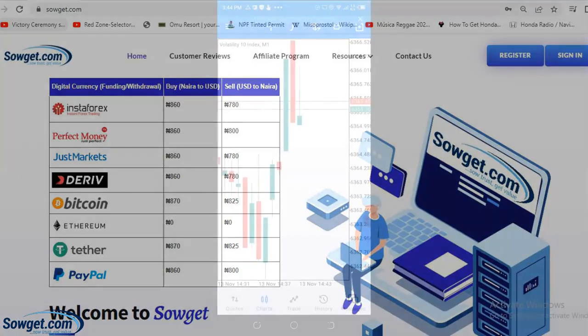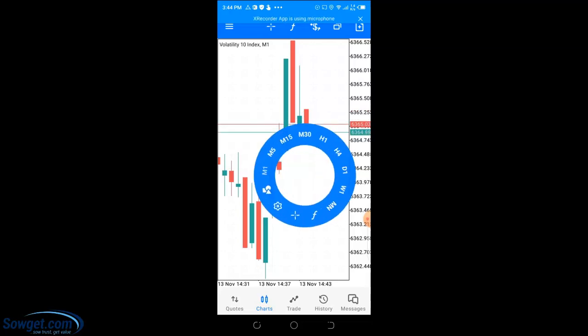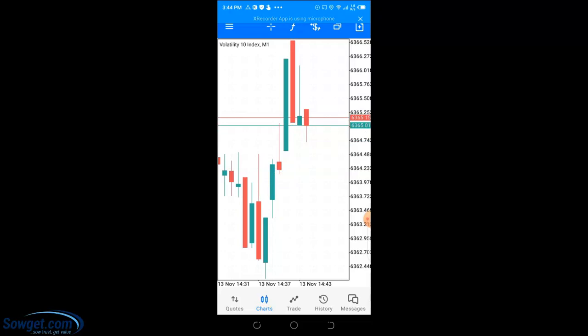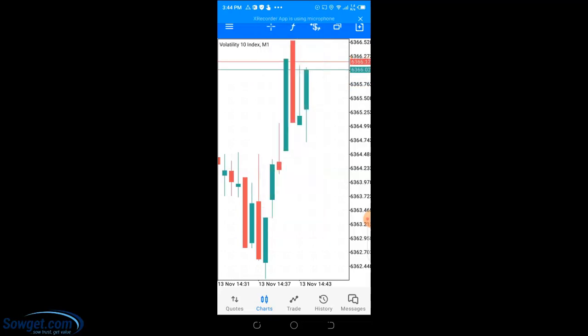So this is my MT5 platform on my mobile device, that's my Deriv MT5. I will simply install the indicators. Before you install the indicators, you can always use your 1 minute time frame, because that's the best time frame I've discovered that this strategy works well on. You can see I'm on my 1 minute time frame, and you can have it on different volatility indices: 100, 10, 25, 75, 50, but not step index, boom, or crash. Just volatility indices is what this strategy is good on.